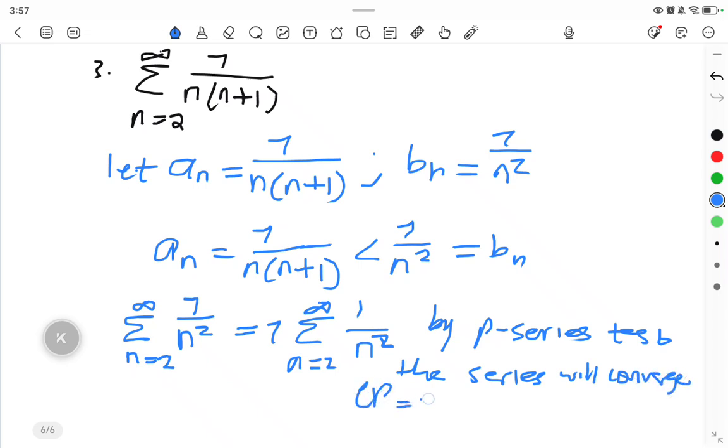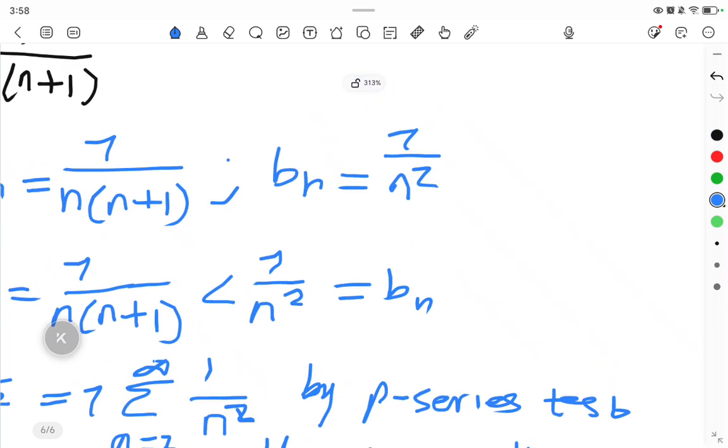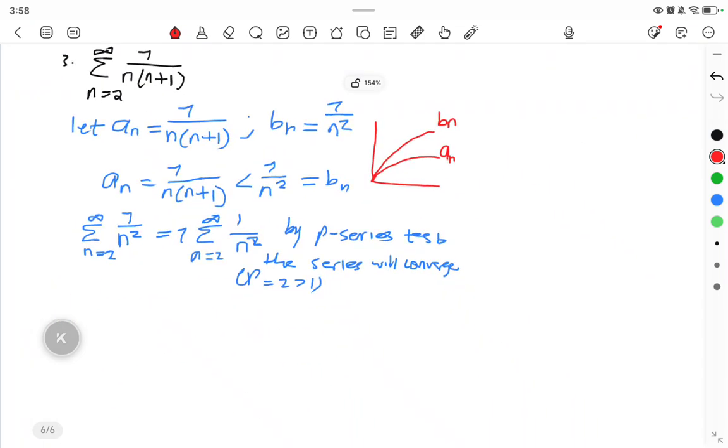You see, this is p equals 2, which is greater than 1. Then let's draw that diagram and check. We know that an is less, so bn is bigger. And we found that bn converges. In other words, bn will go down. When it goes down, it will force an to go down also, meaning they will both converge.